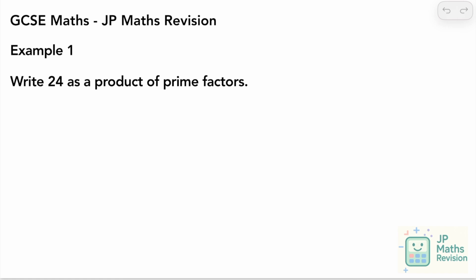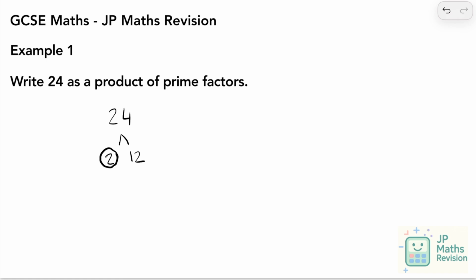So here's an example. We need to write 24 as a product of its prime factors. The way we do this is we start off by writing the number 24. Then we think of two numbers that multiply to make 24 other than 1 and 24. So we could have in this case 2 and 12. Then we look at 2 and 12 and we think, are any of these numbers prime numbers? In this case, 2 is a prime number because the only factors of 2 are 1 and 2.